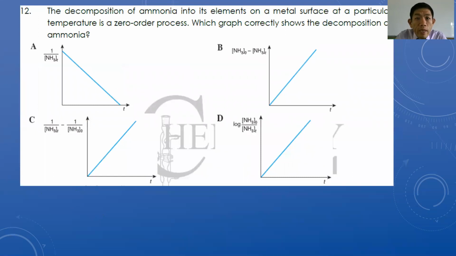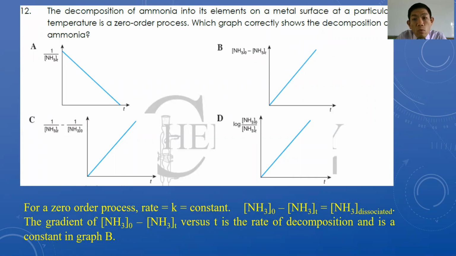Then number 12, the decomposition of ammonia to its elements on a metal surface at a particular temperature is zero order. Which graph represents the decomposition? When you plot for zero order, the linear graph is given by concentration against time. It is supposed to be a negative gradient, but if you look at the graph carefully, it is concentration initial minus concentration final, so it gives a positive gradient. So the best answer for this question is B.